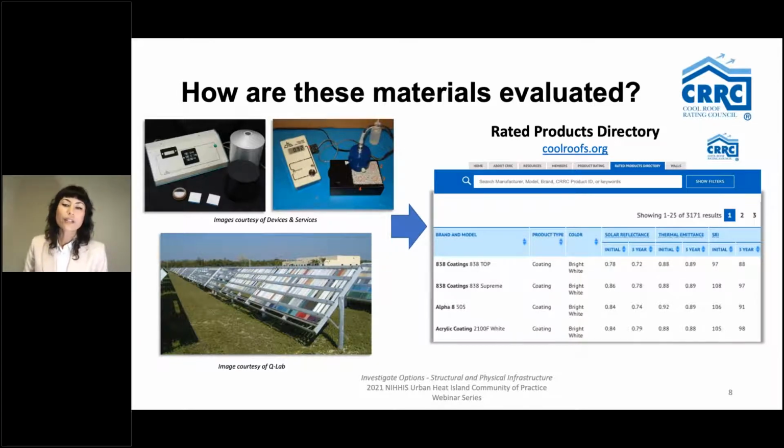And I do want to point out, though, unlike certification programs like Energy Star, the CRC does not define what is a cool product. We rate many different types of commercially available roofing products and soon wall products. And that data is then used by entities like local government, for example, or program developers to establish the parameters that define what is a cool product and what is not a cool product.